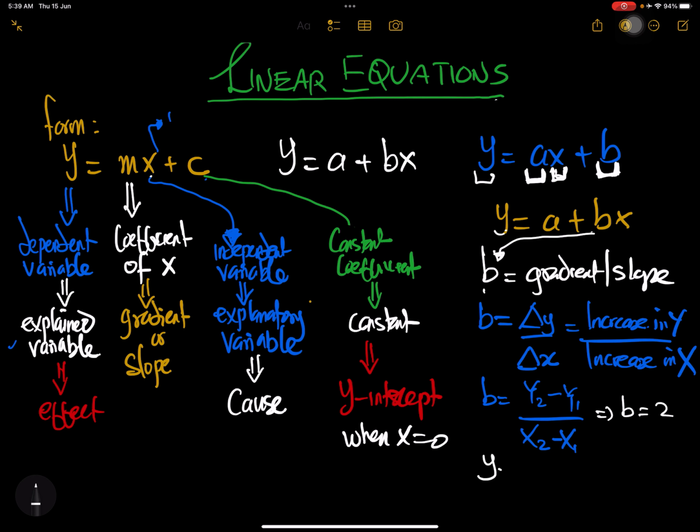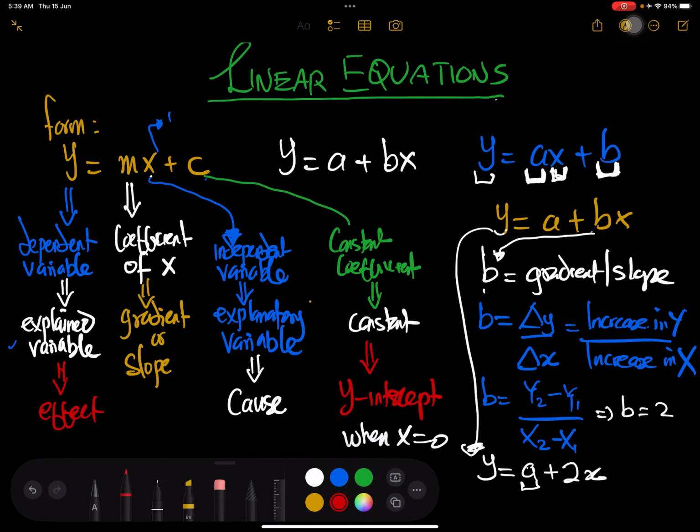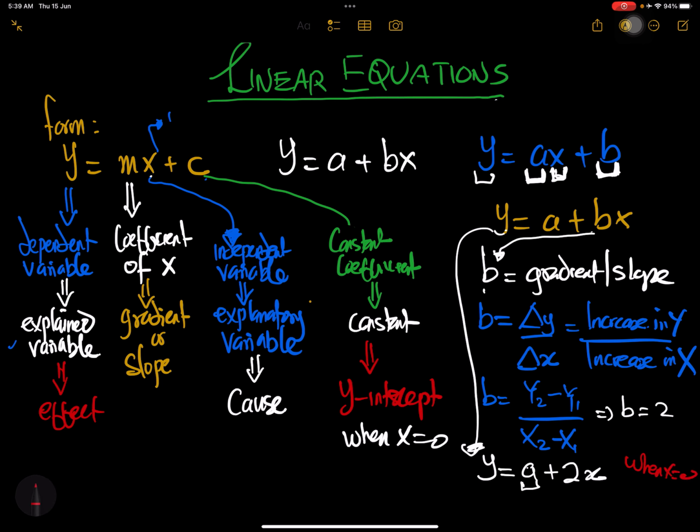That means our y from here, right? Our y is going to be what? A plus the b. The b is 2x. How are we going to get this thing here? We have to say when x is 0. When x is 0, you put in 0, right? We're going to get y equals a plus 2 times 0, and then we get y is equal to a.